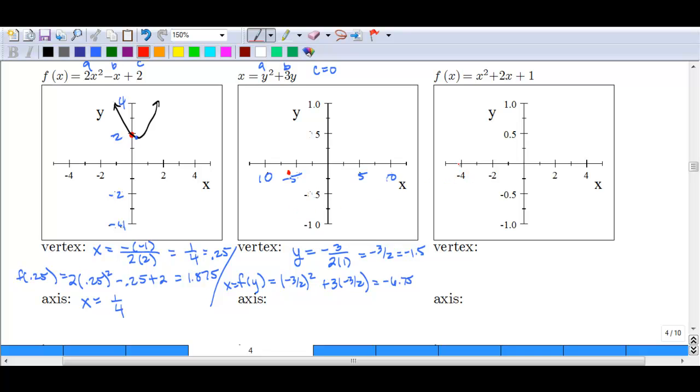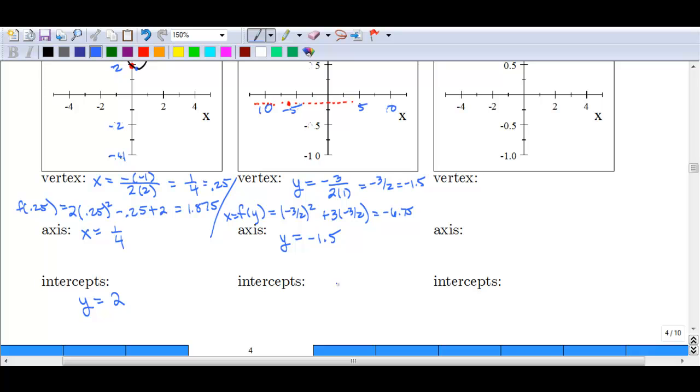Then again, our axis of symmetry is going to be in the y direction. So keep in mind that we need to be symmetric. In this direction, we've got a y squared. It's positive. That means we're going to be opening to the right. So this is going to be the line y equals -3/2, our axis of symmetry. And so our intercepts in this case, if we factor, we had y squared plus 3y, set that equal to 0.